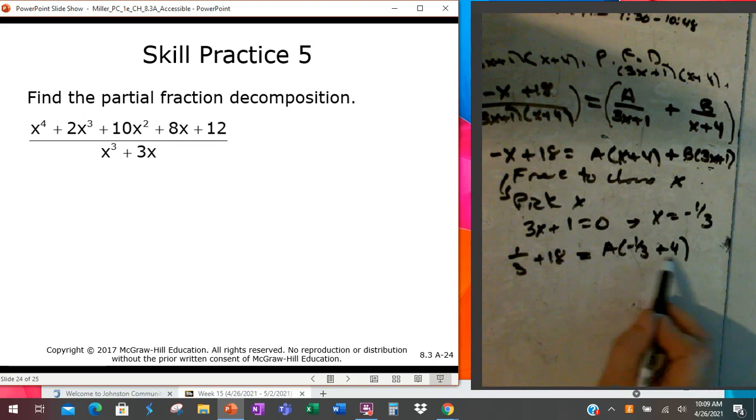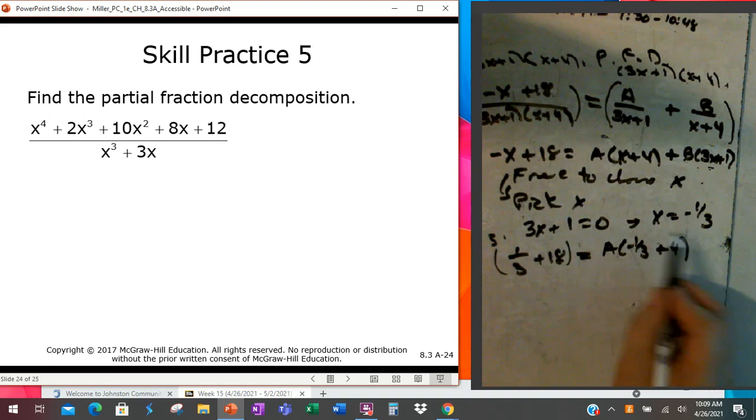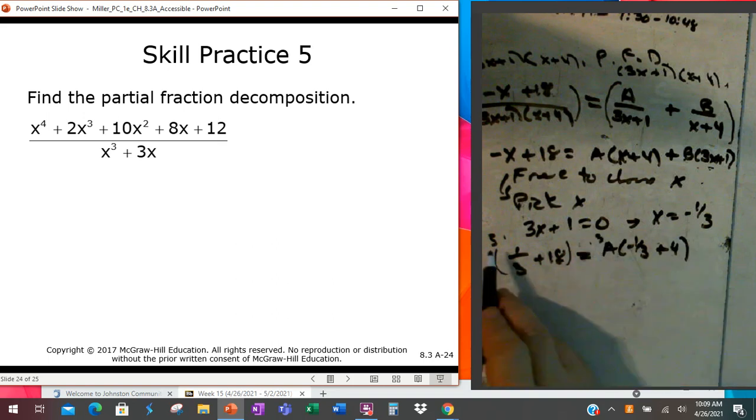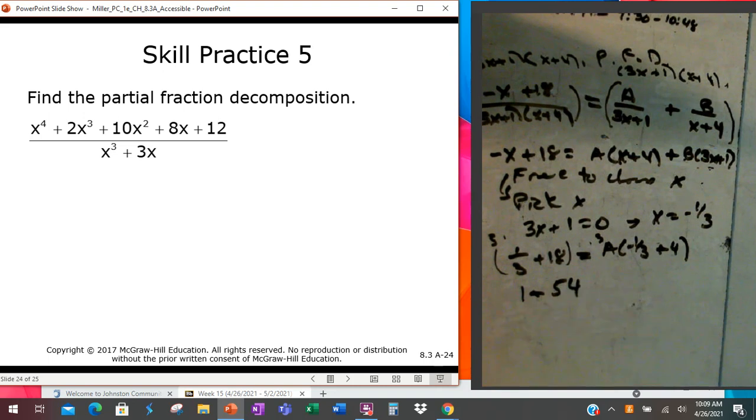So instead of doing all of these fractions, I'm going to clear fractions out again, multiplying both sides by 3. And then this would just be 1 plus 54. Distribute, -1 plus 12, the 3 goes out, and that just makes this look like A times 11. Divide both sides by 11, and then A is equal to 5.